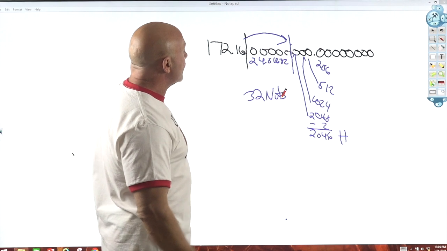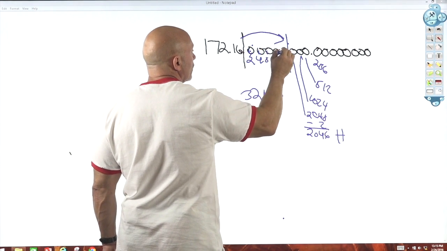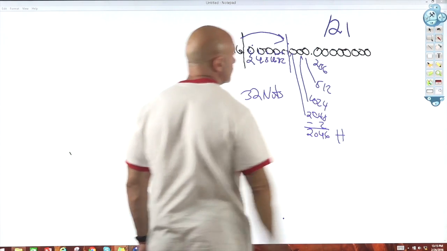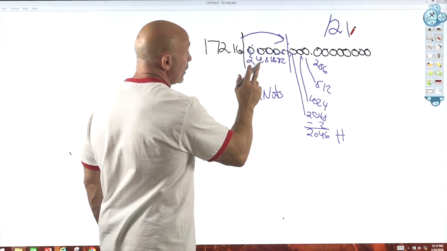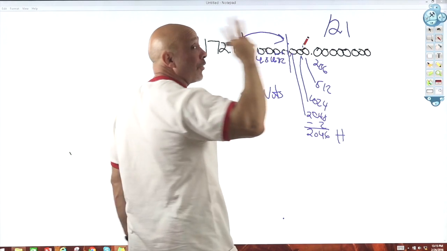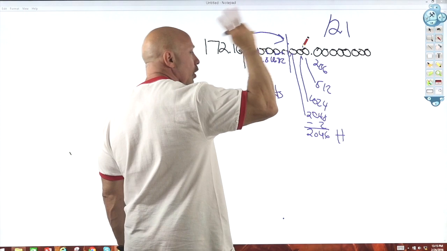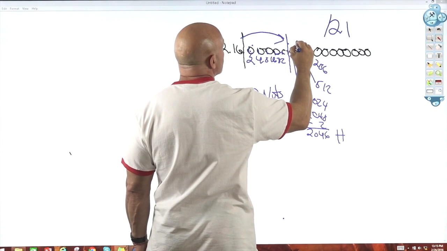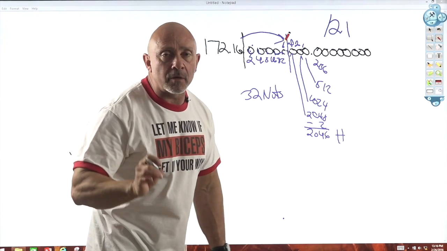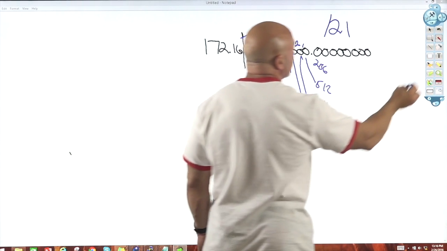So then if we have this, what mask is this? 1, 2, 3, 4, 5. So we have a CIDR 21. Okay? So with the CIDR 21, we're working on the third octet and the fourth, but our focus is the third octet. 1, 2, 4, 8. So that means our network increments by 8 on the third octet. So let's erase some of this stuff down here.